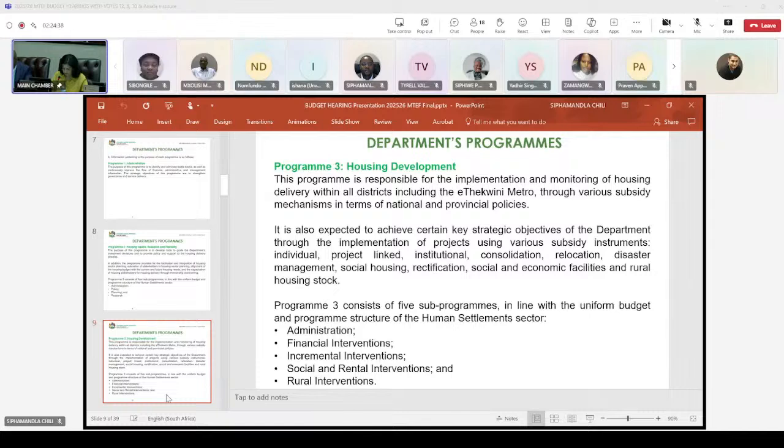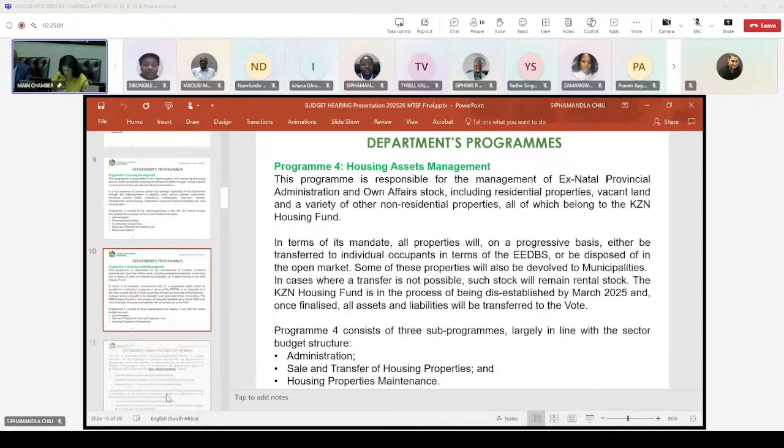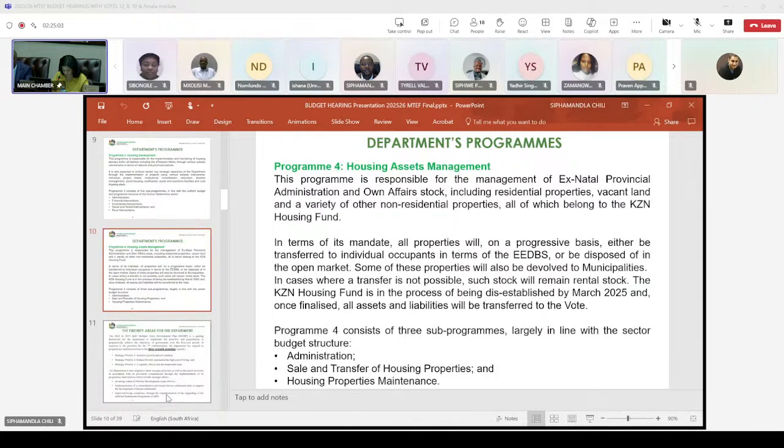Expected to achieve certain key strategic objectives through the implementation of projects using various subsidy instruments. Those include individual, project-linked, institutional, consolidation, relocation, disaster management, social housing, rectification, provision of social and economic facilities, as well as rural housing. It consists of 5 sub-programs: administration, financial interventions, incremental interventions, social and rental interventions, and rural interventions.